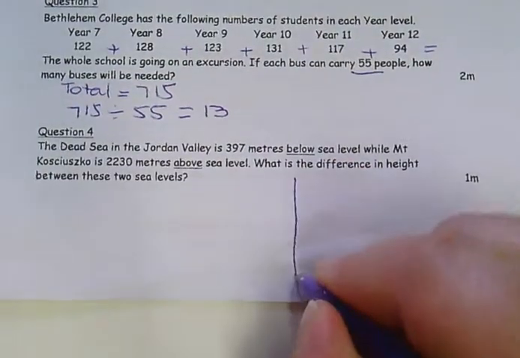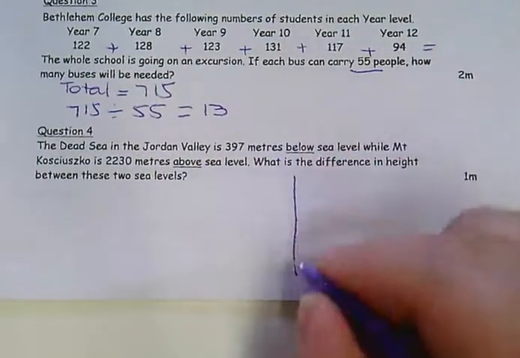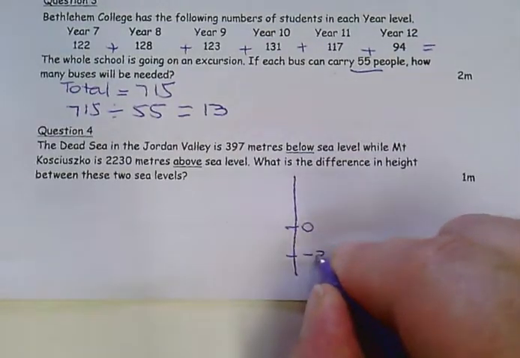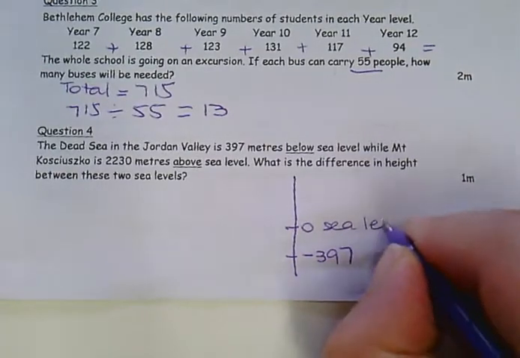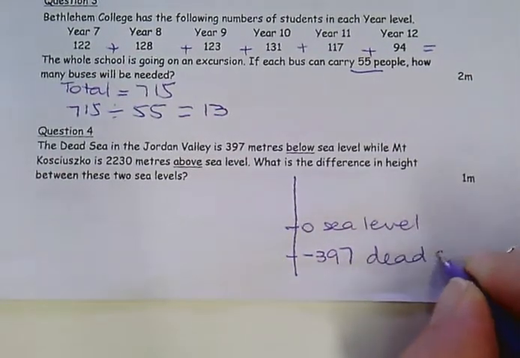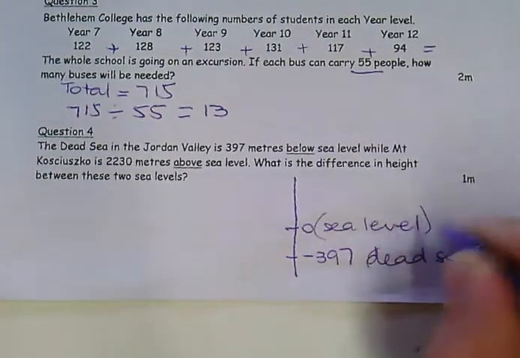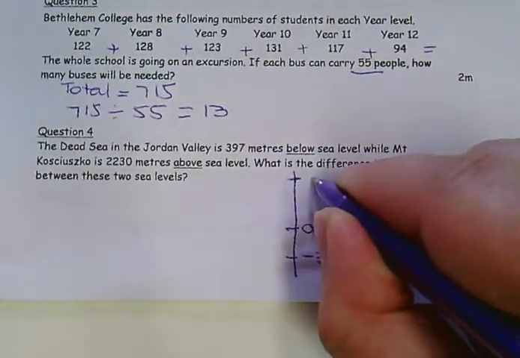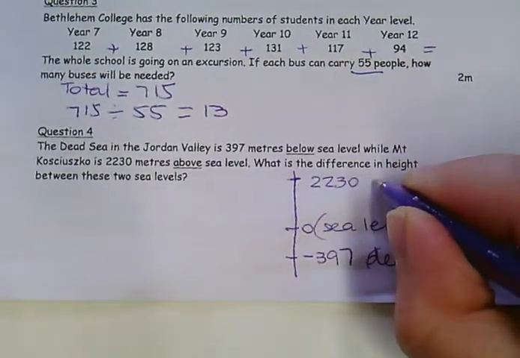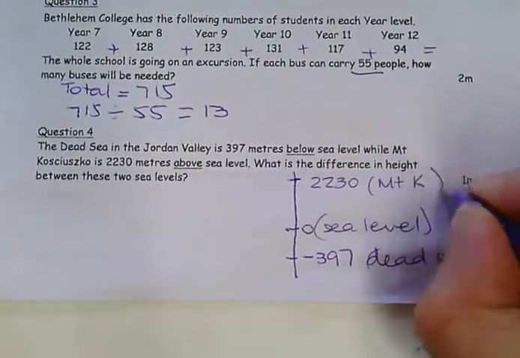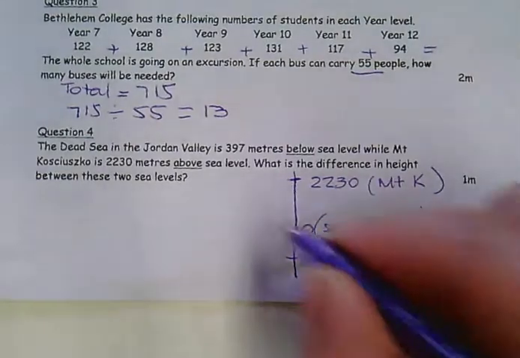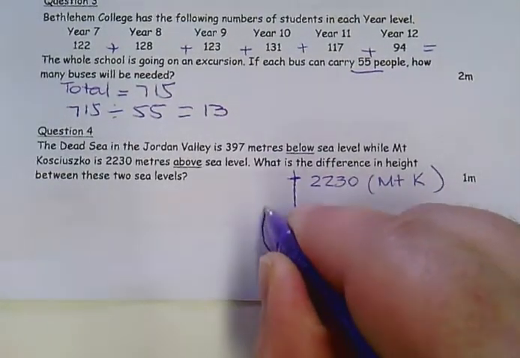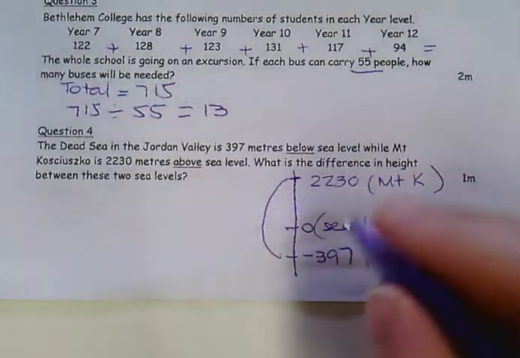This last question. The Dead Sea in Jordan Valley is 397 meters below sea level, so it's below sea level. So there's sea level. This is the Dead Sea. And Mount Kosciuszko is 2,230 meters above sea level, so that's Mount Kosciuszko. And the question is, what is the difference in height between these two? So, the difference in height is from there to there, but this can be broken up into two bits.